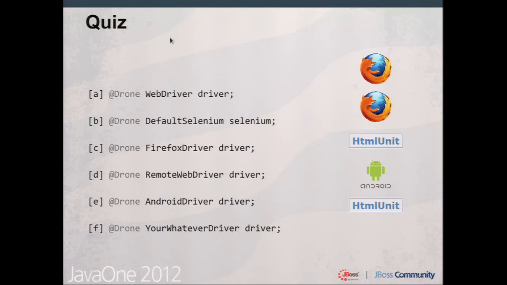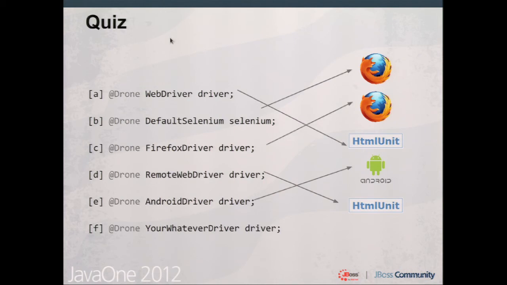How it actually works, here's a very quick quiz. You can assign the values from the left to the right. The Drone annotation determines an injection point, and the field type determines the type of the browser. It's pretty easy, in case you are using something completely different, to write an extension for drone, and it will inject whatever driver as well. So if you are using something completely different than Selenium, you can inject it quite easily and profit from the rest of the Arquillian infrastructure. So this is how it works.